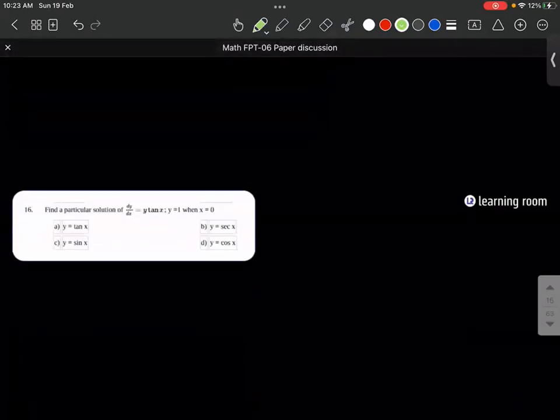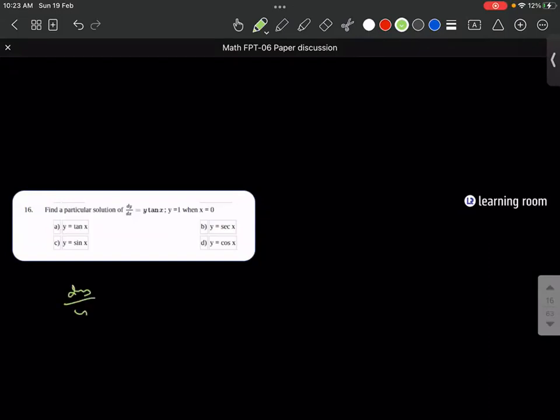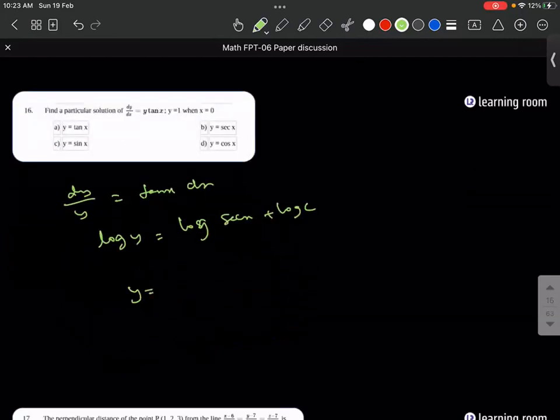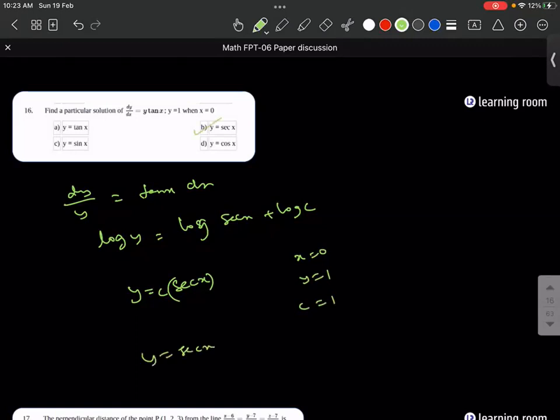Find the particular solution of dy by dx is equal to y tan x where y is equal to 1 and x is equal to 0. So dy by y is equal to tan x into dx. So log y is equal to log of secant x plus log c. So y is equal to c secant x. So when you put x is equal to 0, y is equal to 1. So c is 1. So y is equal to secant x is going to be the particular solution. Right.